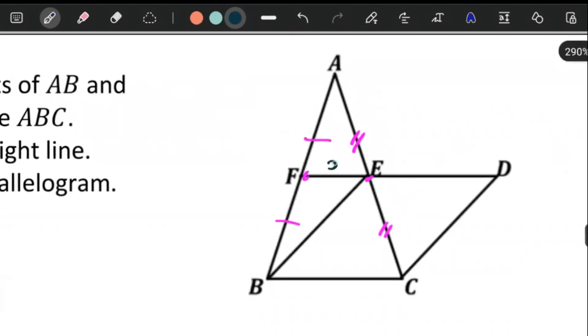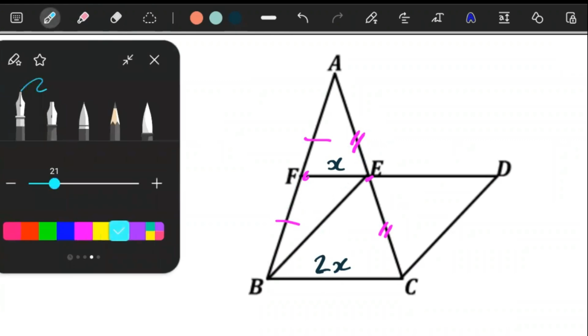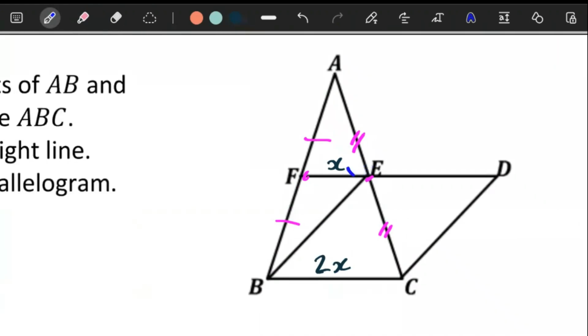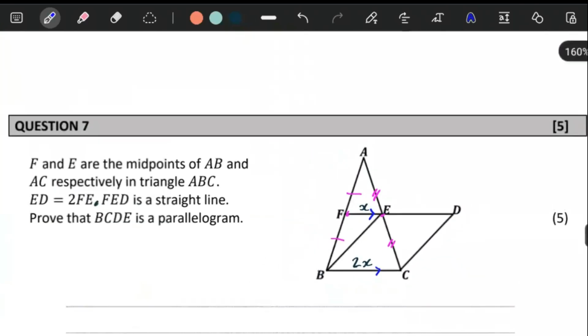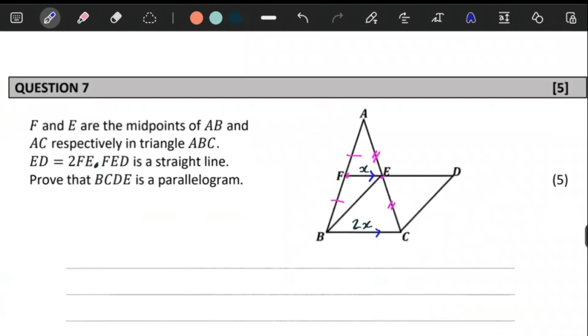meaning that whatever the length is here, this one is going to be double. You don't know what this is, but this is going to be double because of the midpoint theorem. The midpoint theorem states that if one line cuts two sides of a triangle in half, it means that the line you're referring to would be double the third side of your triangle. Furthermore, the law also states that the line would then be parallel to the third side of the triangle. So that's the midpoint theorem. Then they said here, ED is 2 times FE. So ED is also 2 times FE. And then it says here, prove that BCDE is a parallelogram.